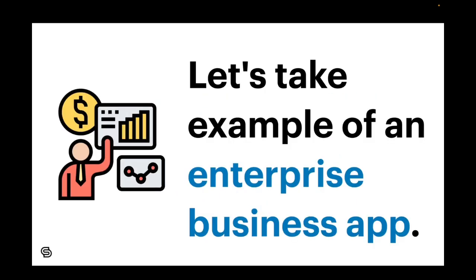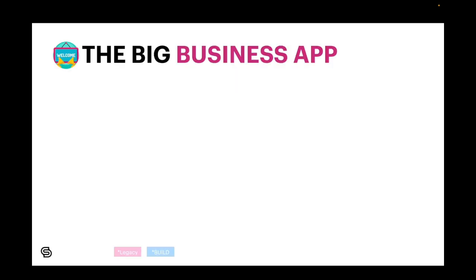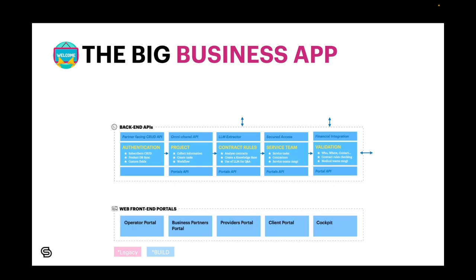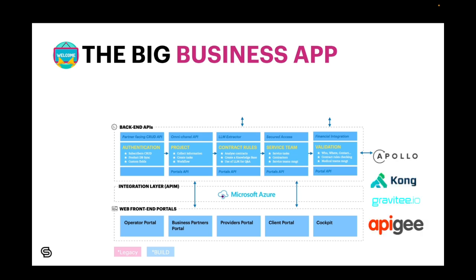Let's take the example of a hypothetical enterprise business app. Please welcome the Big Business App. In large organizations, complex business applications are built on back-end service APIs. These handle essential functions such as authentication, project management, or expense validations for top management. These back-end services are accessed via web portals. An API gateway connects these front ends to the back end, with Microsoft Azure being one example among others.